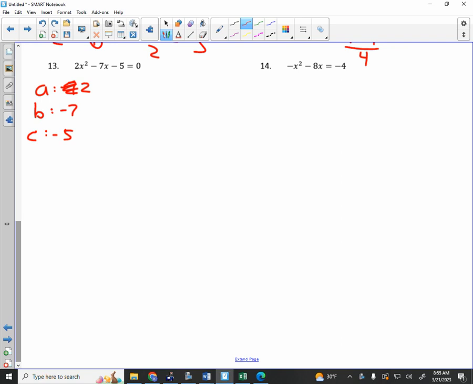I start with negative B. What's negative B? Positive 7, plus or minus the square root of B squared minus 4 times A, which is 2, and C, which is negative 5, all divided by twice the A value.